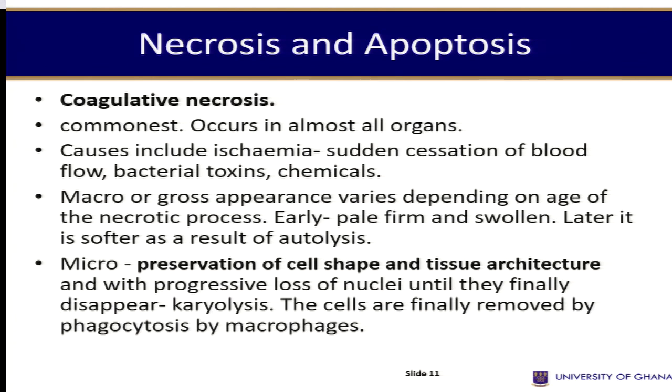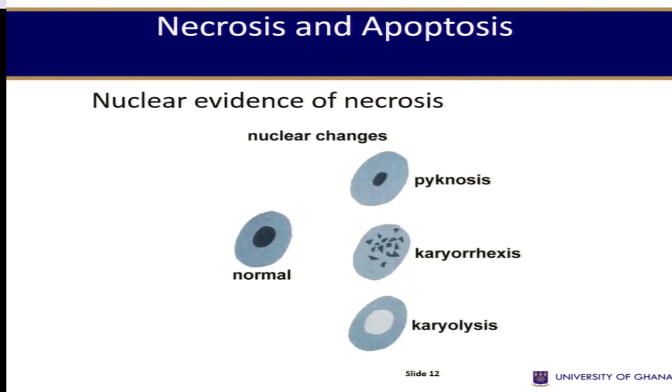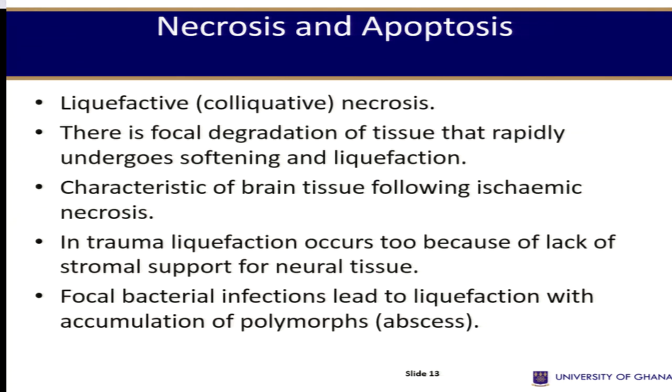The nuclei may show pycnosis, karyolysis, or karyorrhexis. And this diagram shows how the nuclear changes look. So the normal cell is there, and then you have pycnosis, where the nucleus becomes small, dense, and hyperstaining. Karyorrhexis is when it fragments, and karyolysis is when it disappears or fades.